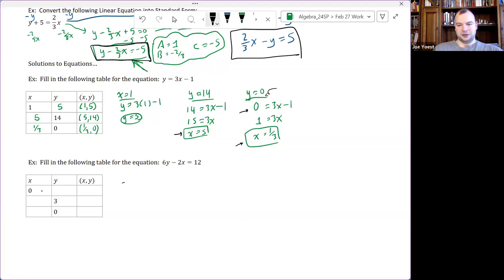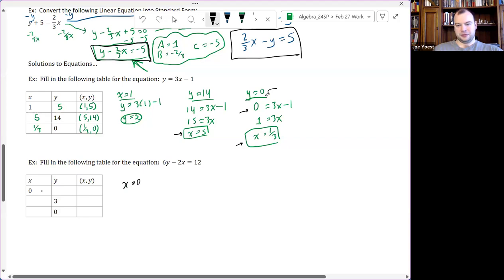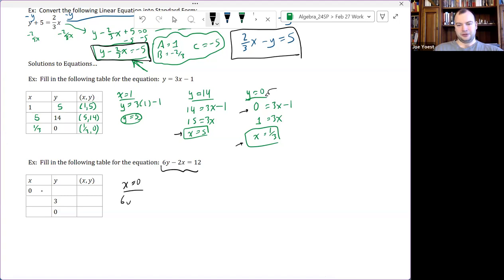So for x equals 0, we have 6y minus 2 times 0 equals 12. This is 0. 6y equals 12. Divide through by 6, and we get y equals 2.